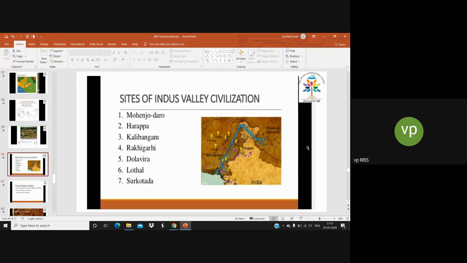Now you can see the different cities. There was not only one city nearby the Indus Valley civilization. There were other cities, though we only know Mohenjo-daro and Harappa, but all these cities really played such an important role, because once we excavated the land, we came to know the hidden treasure.